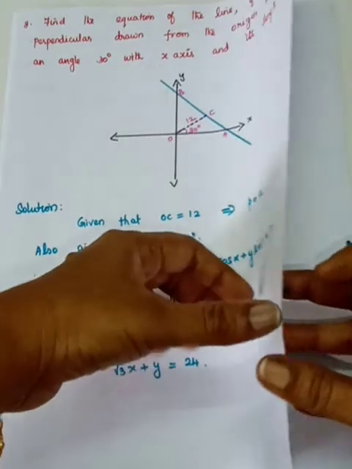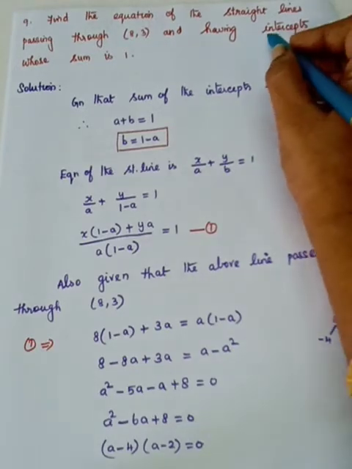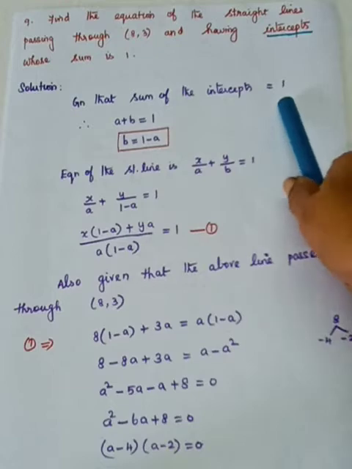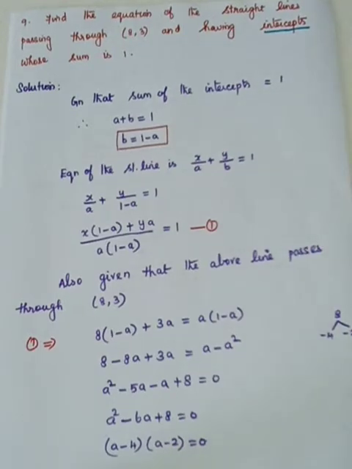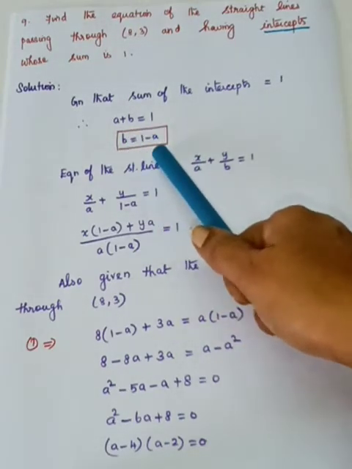Okay, so coming to problem number 9. Find the equation of the straight line passing through (8, 3) and having intercepts whose sum is 1. Here the intercept is involved. So the sum of the intercepts is equal to 1. Usually we take the x-intercept as a and the y-intercept as b. So a plus b is equal to 1. So b is equal to 1 minus a.